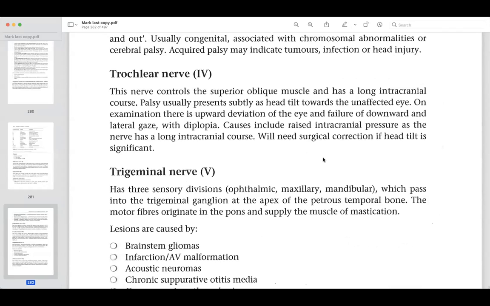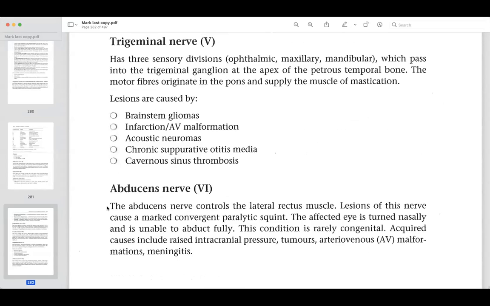Yes. Okay, let's go back and check. Let me see if he has mentioned here. Yes, but I think the trochlear nerve also has a long track, but the longest one is the abducent nerve. Yeah, both have long, but the longest is abducent. But traditionally, we know the sixth nerve, abducent, as the longest. Yes, it's accepted. But I think both have the long intracranial course, and both are affected in raised intracranial pressure.